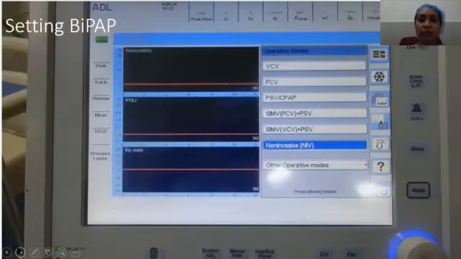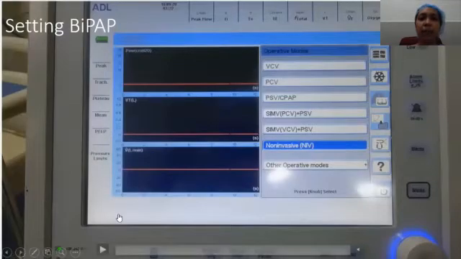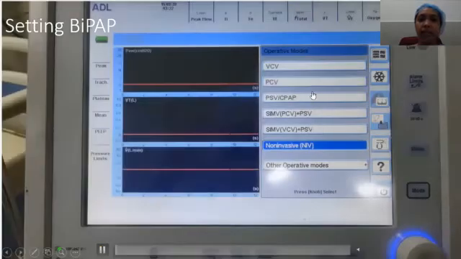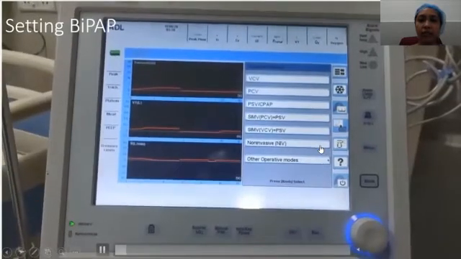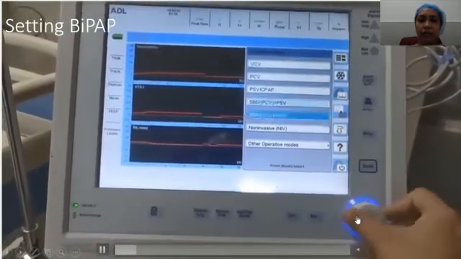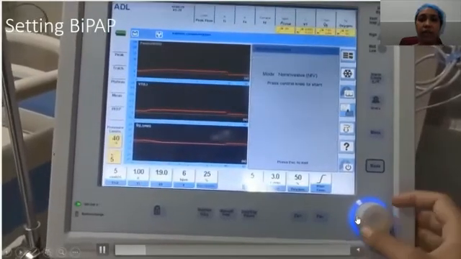Once the ventilator is switched on, next comes the time of setting the mode. There is a mode button provided. We press the mode button. A range of modes of ventilation is available to us. I would like to begin with the BiPAP or the non-invasive mode. The non-invasive mode is selected. The cursor is taken to the non-invasive panel here, and the control button is set.